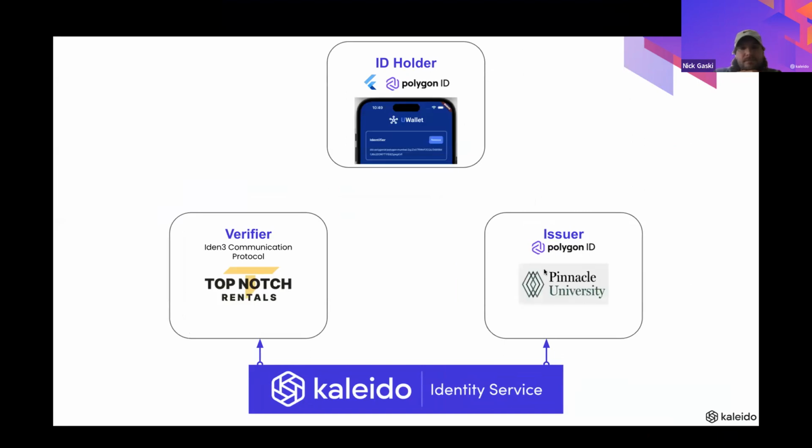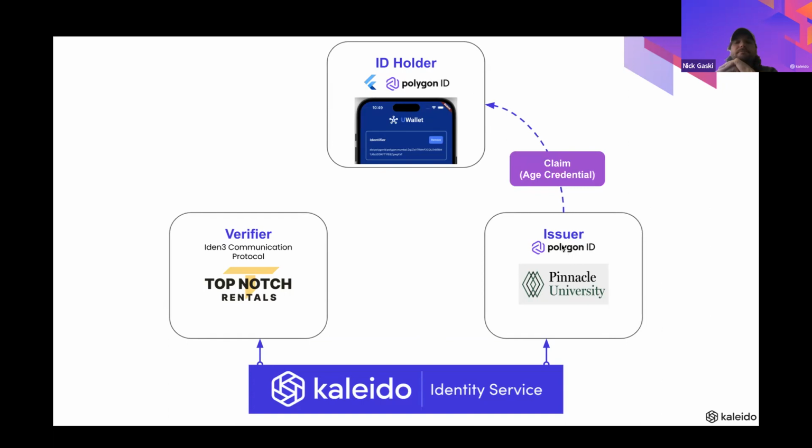And in the demo, we have these example companies. The issuer will be Pinnacle University. So think of any college or university that is a trusted issuer. In the verifier column, we have a rental company that wants to make sure that a person is of a certain age before they can drive the car off the lot. And then for the ID holder, we have a thing called eWallet, and that's implementing the actual wallet service.